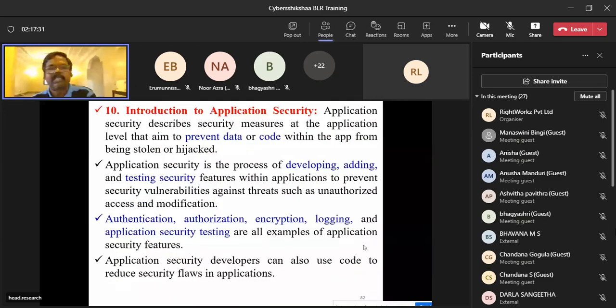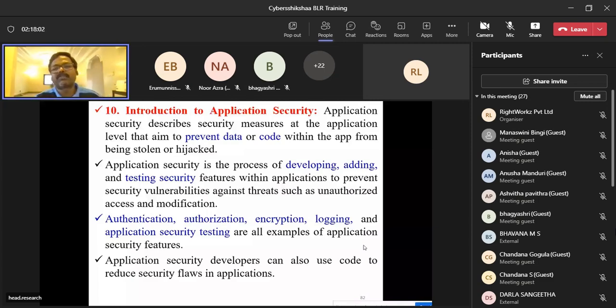And the last but one, introduction to application security. Application security describes security measures at the application level that aim to prevent data or code within the app from being stolen or hijacked. Say you are using a number of apps on your mobile, how are you protecting them? By using antivirus software, by using security mechanisms. That is called application security.